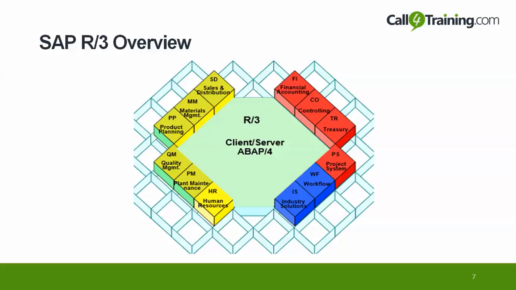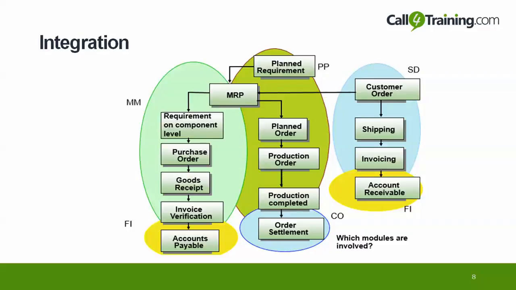Now, this gives an overview of the various modules it caters to. We see on the left hand side, on the top, the yellow ones: SD, sales and distribution, materials management, product planning. Then coming down on the left hand side are quality management, plant maintenance, HR. On the right hand side we see financial accounting, controlling, treasury, project system, workflow, and industry solutions. There are a couple of other modules as well, but this covers most of it.